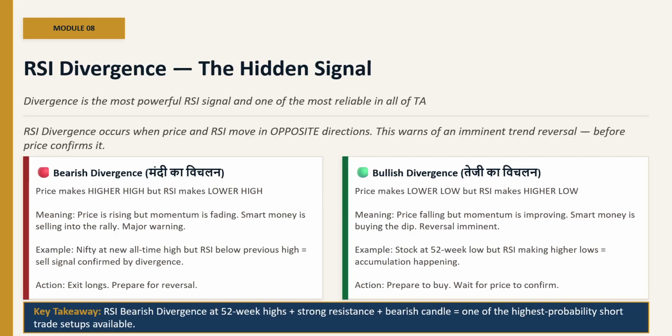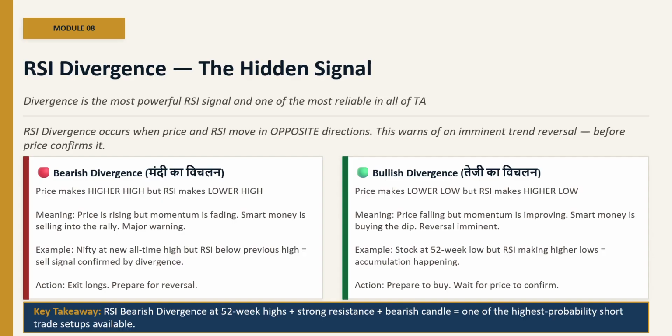I have seen bearish divergence on Nifty's weekly chart predict every major correction in the last 15 years. When Nifty makes a new all-time high but RSI is below its previous high, start reducing risk exposure. Bullish divergence. Price makes a lower low but RSI makes a higher low. Price is falling but momentum is improving. Buyers are stepping in at lower prices. Smart money is accumulating. This often precedes a strong reversal rally.